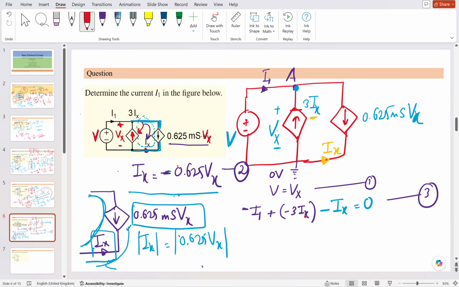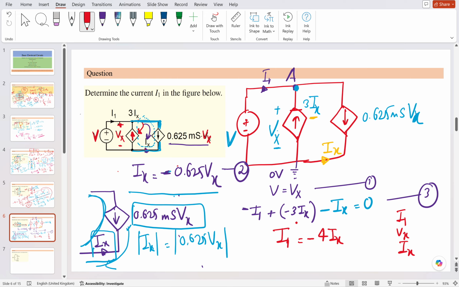Okay, let's focus on the third equation. Here it is given that I1 is equal to minus 4 times Ix, which will come out in the equation. So there are three variables, I1, Vx, Ix. Three variables and three equations are given. Okay, let's put in somewhere.